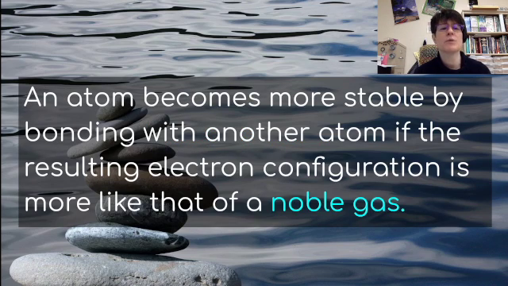And an atom becomes more stable by bonding with another atom if the resulting electron configuration is more like that of a noble gas. So the reason when we talked before about valence electrons and metals wanting to give up valence electrons is because if they shed a shell, the resulting electrons are closer to the nucleus. Also remember that if we go more towards the noble gases, because there's more positive charge in the middle pulling in those electrons, they are also closer to the nucleus. So it has to do with that stability.